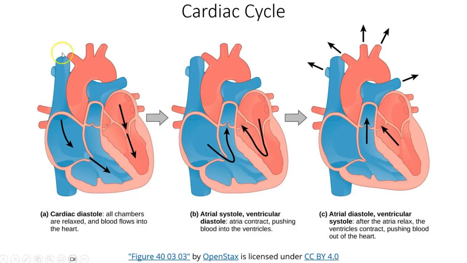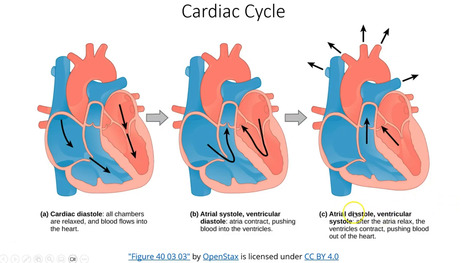So in cardiac diastole, all of the chambers of the heart are relaxed. This allows blood to actually flow into the heart, into those atria, from either the lungs or from the rest of the body. And then we do atrial systole, so we get the atria to contract, pushing blood flow into the ventricles, which are still in diastole. They are still in that relaxed state.